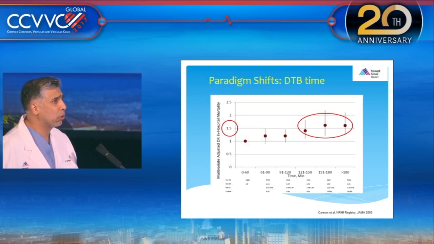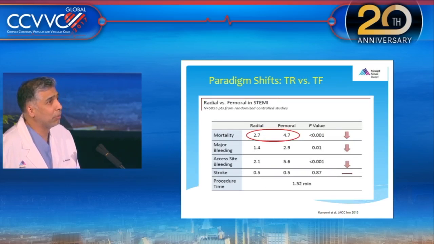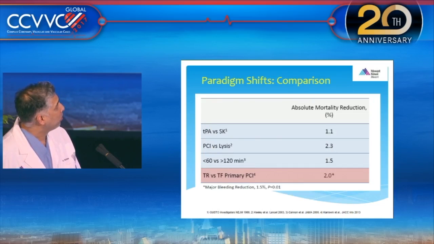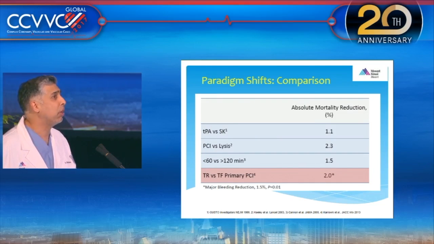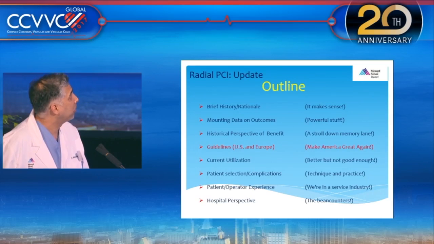Door to balloon times greater than 120 minutes bad, less than 60 minutes excellent, and that conferred about a 50% reduction in death. So therefore we have these systems for timely primary PCI. So major impacts on mortality. How does transradial versus transfemoral fare? Well, about the same. There's about a 2% reduction in mortality. So comparing these four interventions, equivalent paradigm shifting type numbers, and this is just a strategy change. It doesn't require a new medication or a major change to your operations.